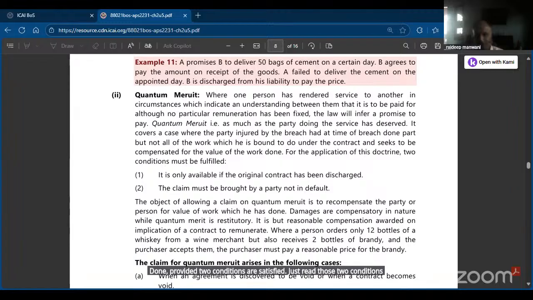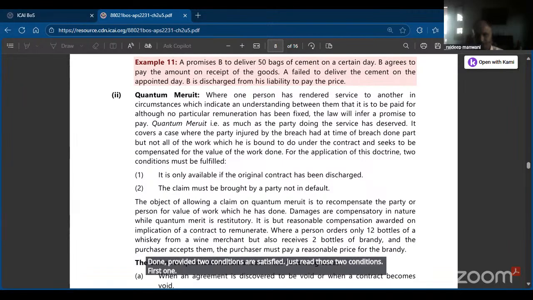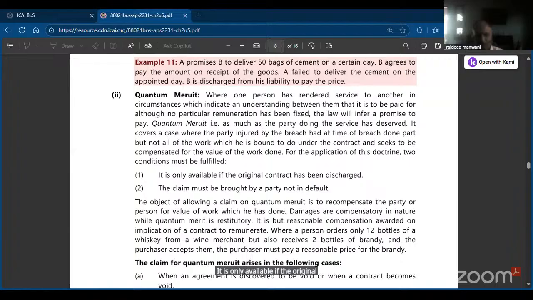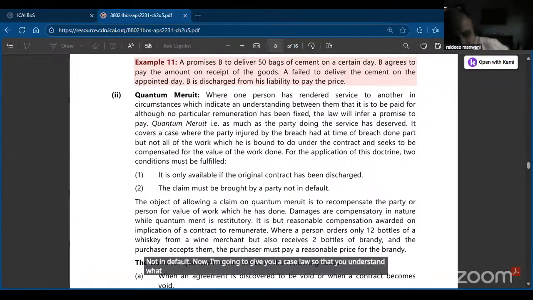First one, it is only available if the original contract has been discharged. Second, the claim must be brought by a party not in default. Now I'm going to give you a case law so that you understand what is quantum meruit. I'll give you two case laws and you'll understand it very clearly.